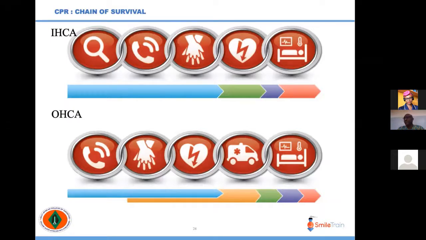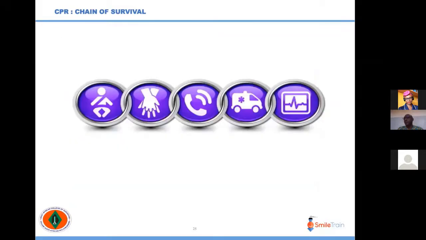People need to be trained to quickly recognize cardiac arrest and call for help, and then start chest compressions. Whereas in hospital, the first two links are prevention, surveillance, and anticipation, and then calling for help and starting chest compressions. We will go through these links one by one, but let me show you the pediatric version of this chain.